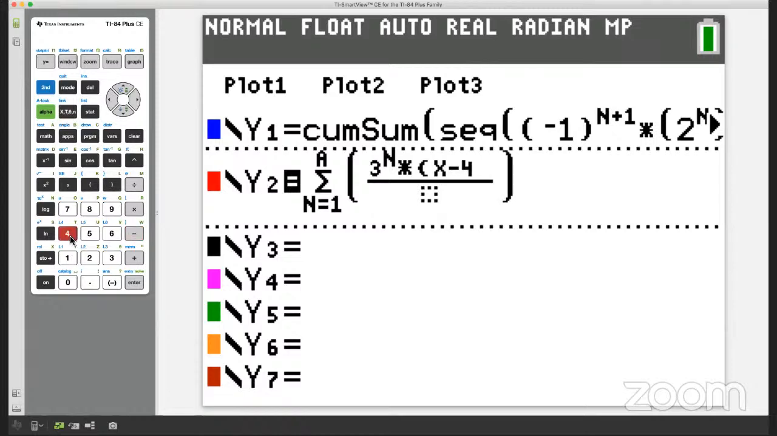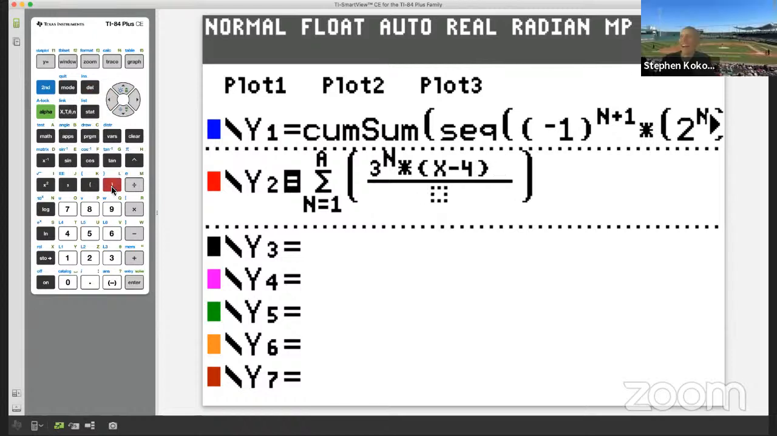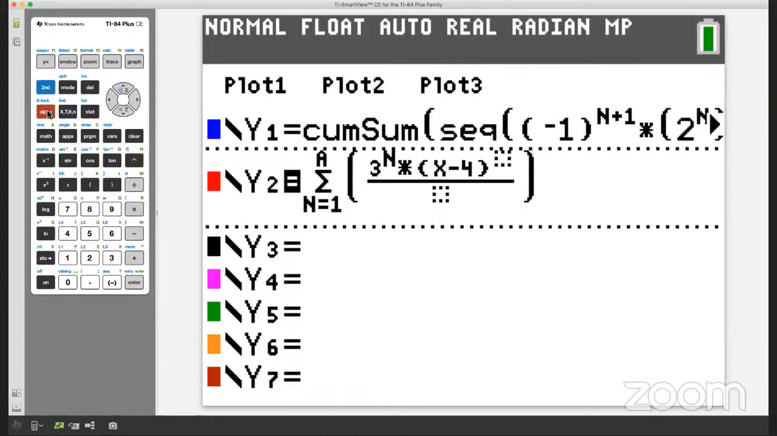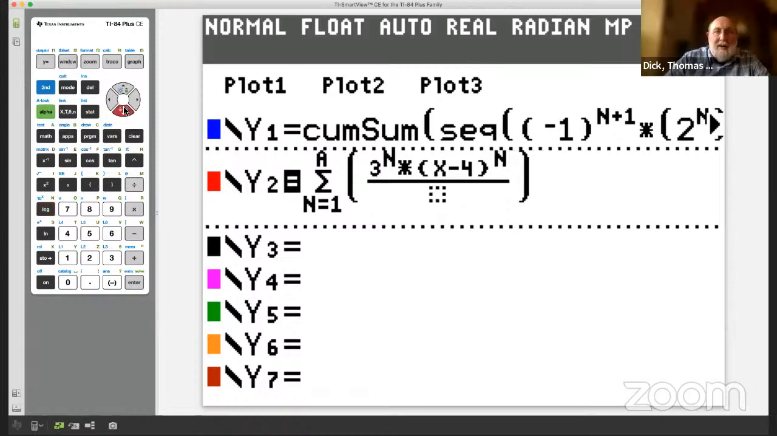And I thought this was really cool when I tried it just a minute ago. I thought, boy, I got to make sure that everybody can see that you can do this. So raise that to the n, and then over the square root of n plus 1. Okay, now we can get the square root.